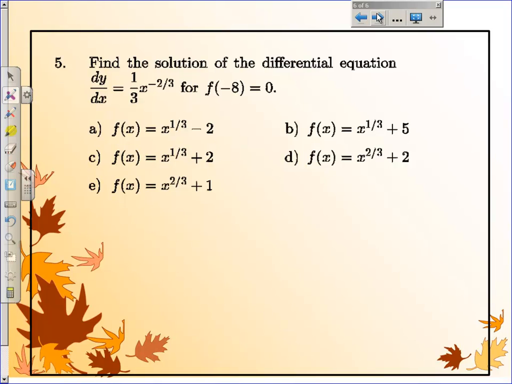All right, last example, and that's actually solving a differential equation where we do know some information about the original curve. So what I'm going to do first is multiply both sides by dx. You must show me this step. This is called separate variables.